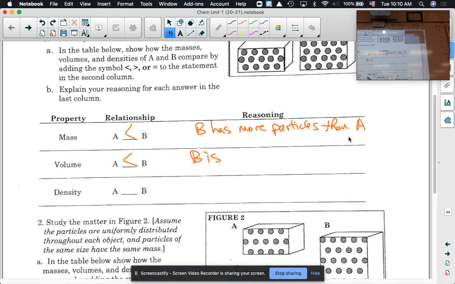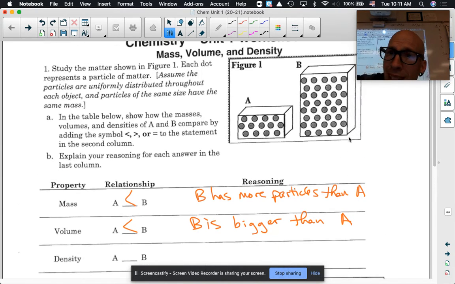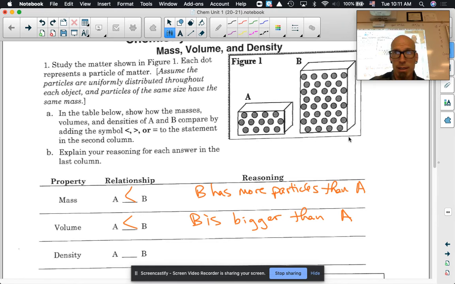So B is what? I would say B is bigger than A. Now, bigger, remember, volume is about size. It's about how much space something takes up. And so therefore, B being bigger than A means it has more volume. Has nothing to do with the space inside between the particles or anything. It has to do with how big is B. Now, some folks were saying that means you're looking at how massive it is. No, mass is this. Mass is the number of particles, okay? Volume is how big it is.